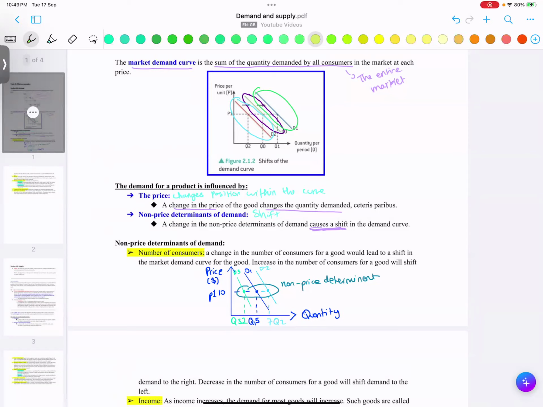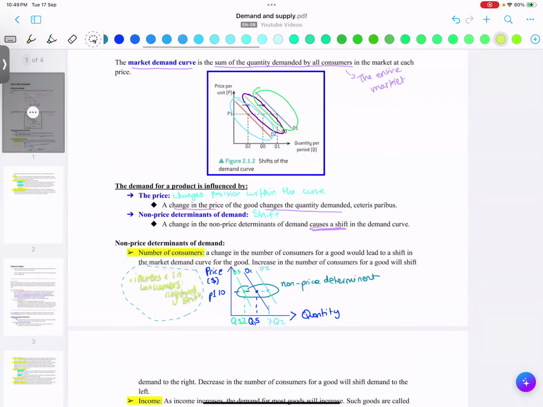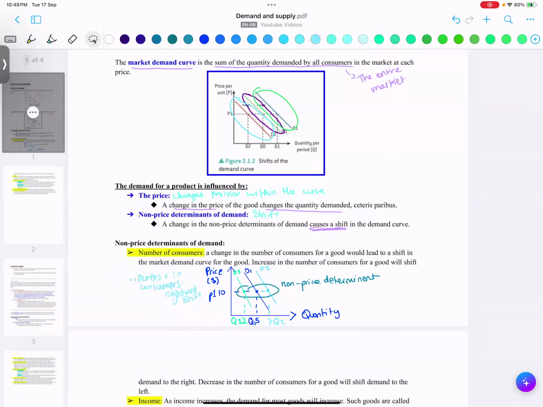So here, the last step: increase in consumers leads to a rightward shift. Okay, so I'm just going to change the color to help you coordinate it in your head a bit better. Then you have decrease in consumers leads to leftward shift. Okay, and these are both for the demand curve, right? So here you can underline rightward, leftward. Okay, so this is really it.